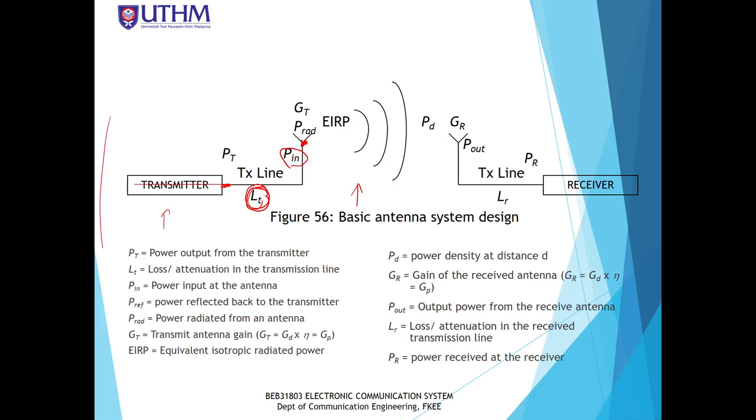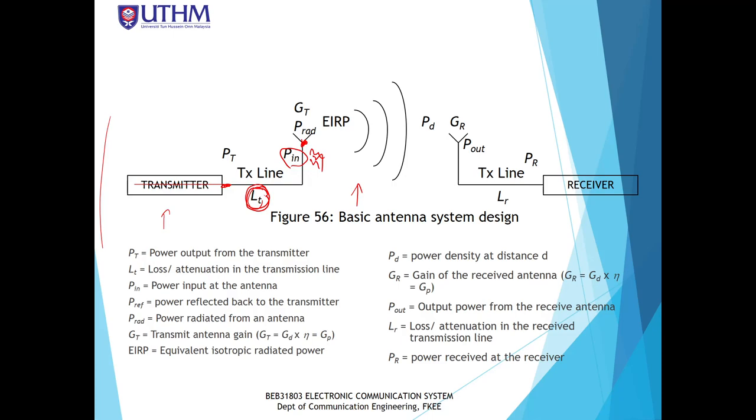And here at the antenna, most of the input power will be radiated towards the receiver side. Okay, the majority of the power will be radiated towards the receiver side, and some of it will be dissipated as heat. This is also a kind of loss. So not all of the input power will be radiated as an electromagnetic wave. Some of it will be dissipated as heat in the system.